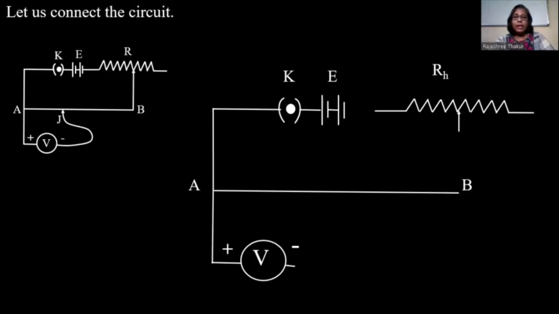Now let us see the negative terminal of the source. It is connected to the fixed end of the rheostat. The variable end of the rheostat is connected to end B of the wire. And the negative terminal of the voltmeter is connected to the jockey. We'll slide the jockey over the wire. Let us now connect the actual circuit.